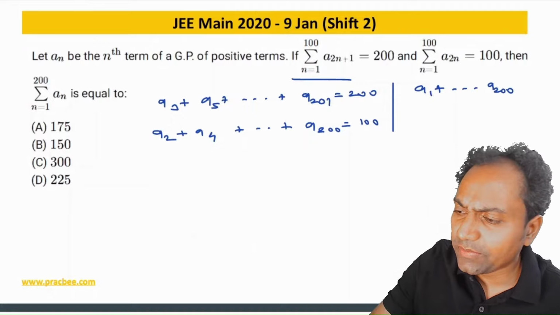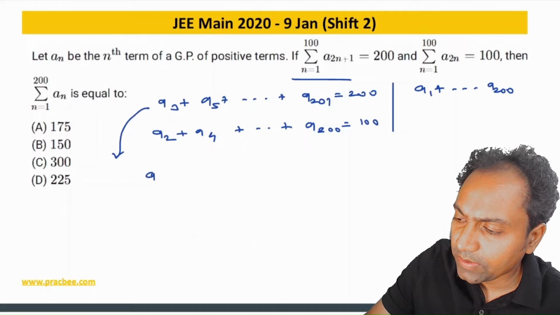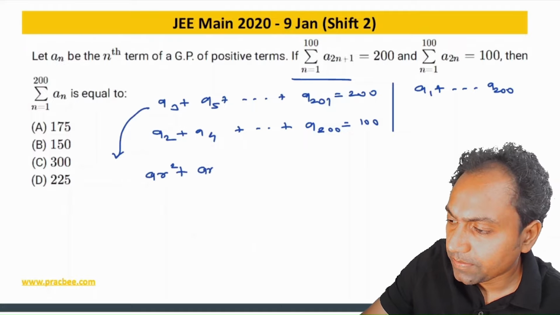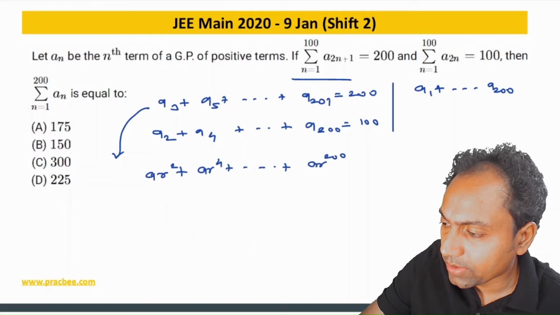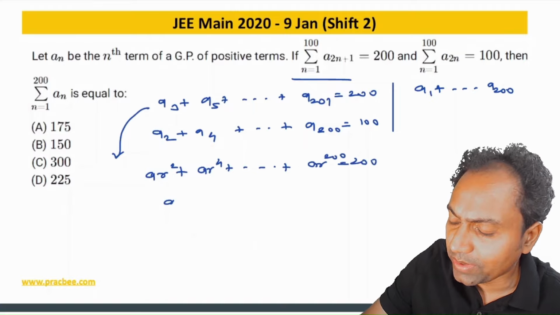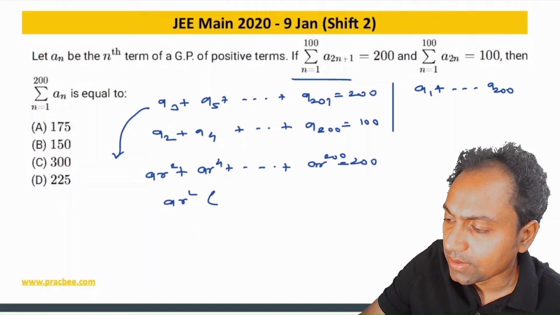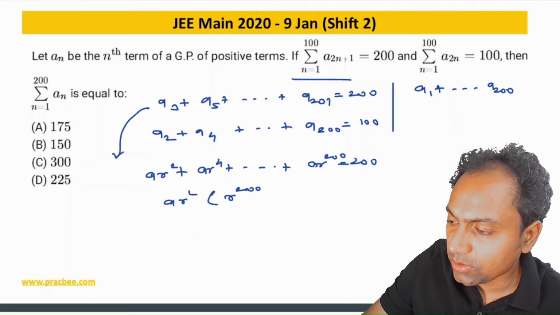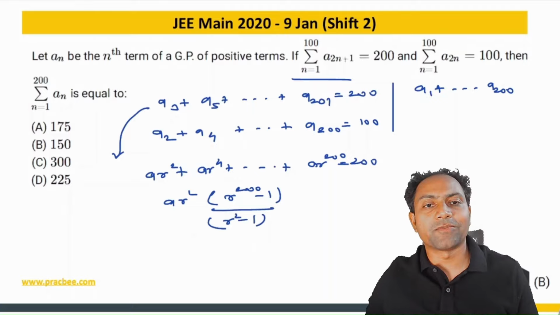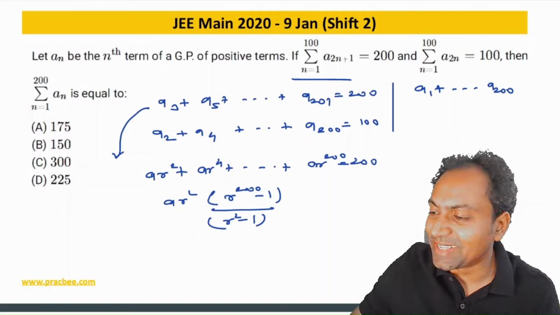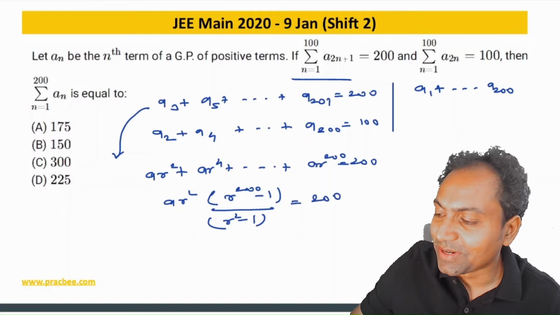So interestingly, if you take your first condition, it will become AR square, AR raised to the power 4 up till AR raised to the power 200 is nothing but 200. So if I want to write the sum, it becomes AR square into R raised to the power 200 minus 1 by R square minus 1. We have applied the formula of sum of n terms of a GP. So this is nothing but 200.